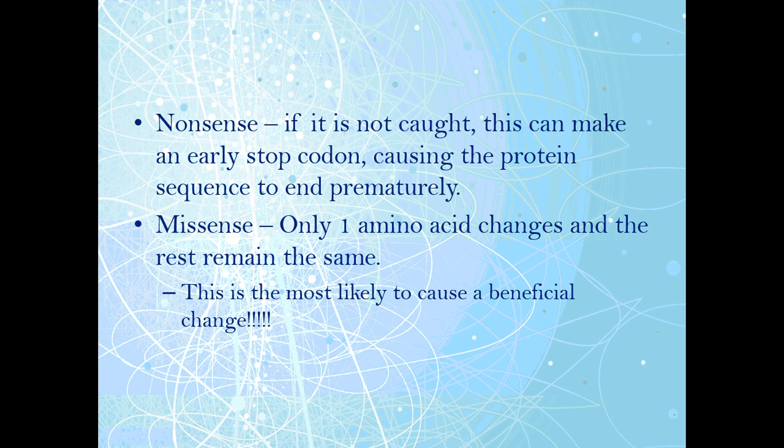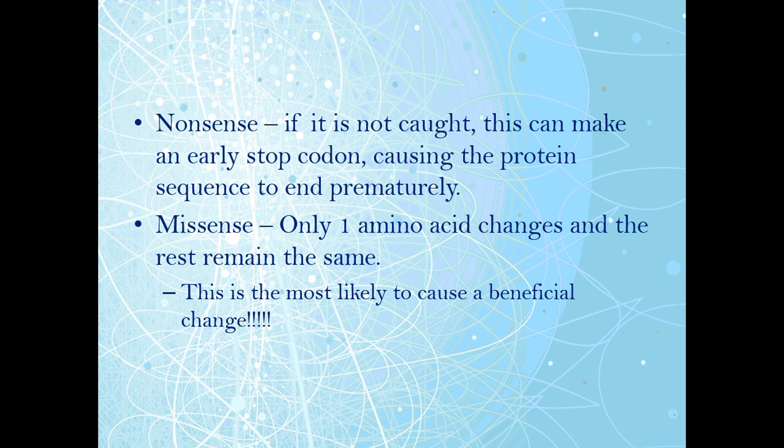These point-level mutations can cause a couple of different things. Nonsense, if it's not caught by one of the enzymes that does the proofreading, will cause an early stop codon. So this is going to cause the protein to be cut short prematurely and be very small and non-functional.